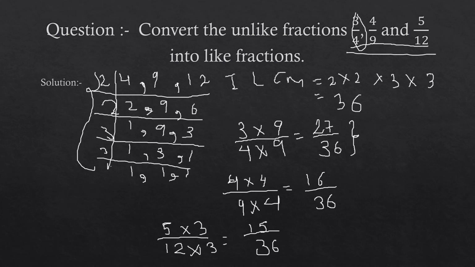Now you can see here the obtained fractions are 27 by 36, 16 by 36, and the last one is 15 by 36. Now you can clearly see all the denominators are the same for all the fractions. Hence, they are like fractions now. So this is how we convert unlike fractions into like fractions.